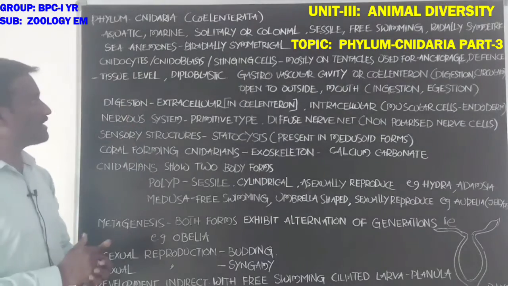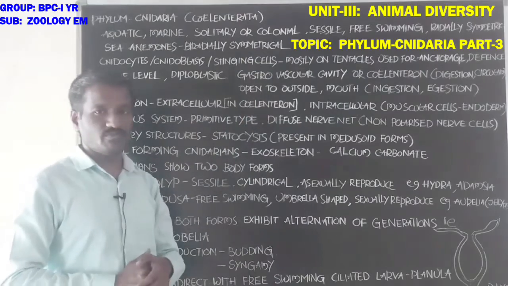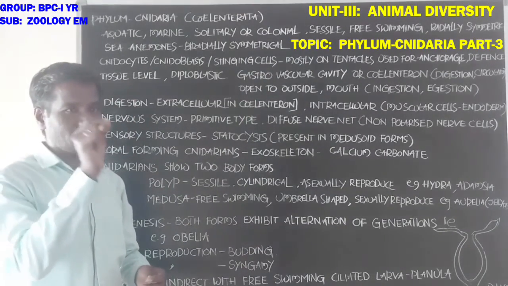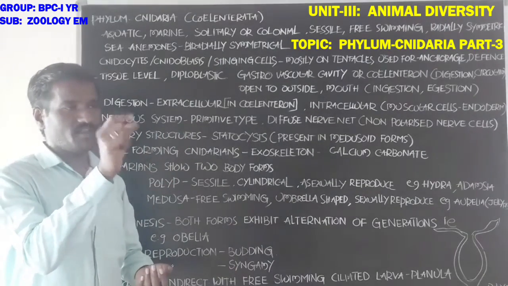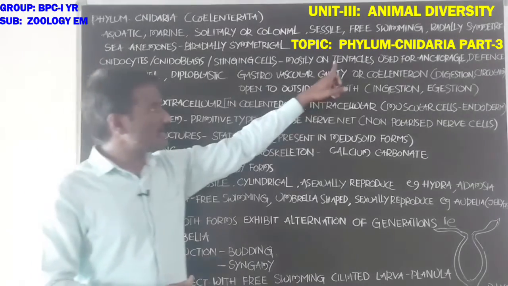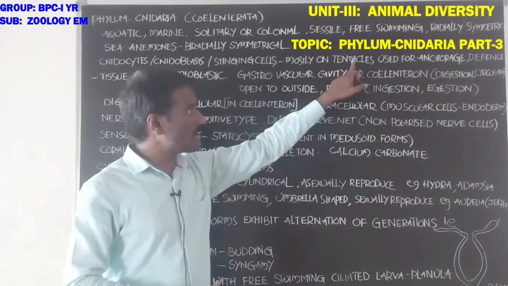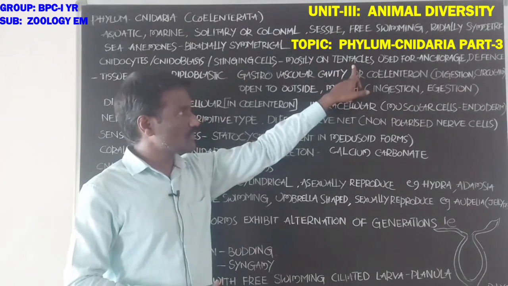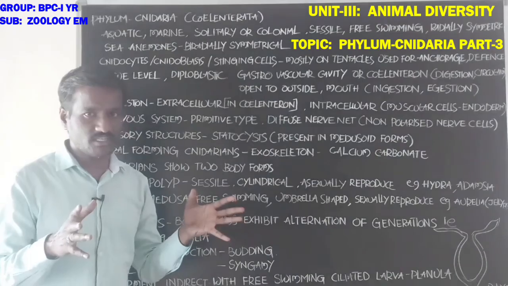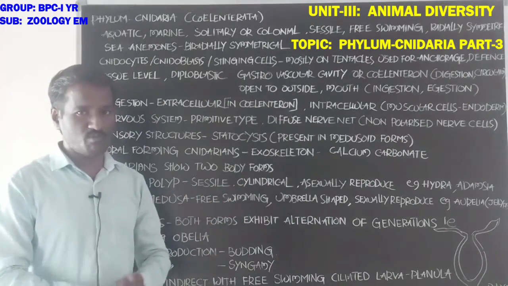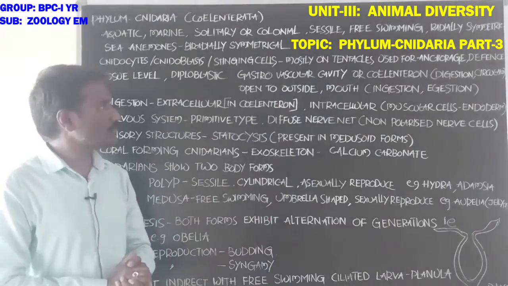Next, cnidocytes are present. Cnidocytes, also called cnidoblasts or stinging cells, are mostly present on the tentacles of the body. What are tentacles? Tentacles are elongated, movable structures present at the anterior part of the body.